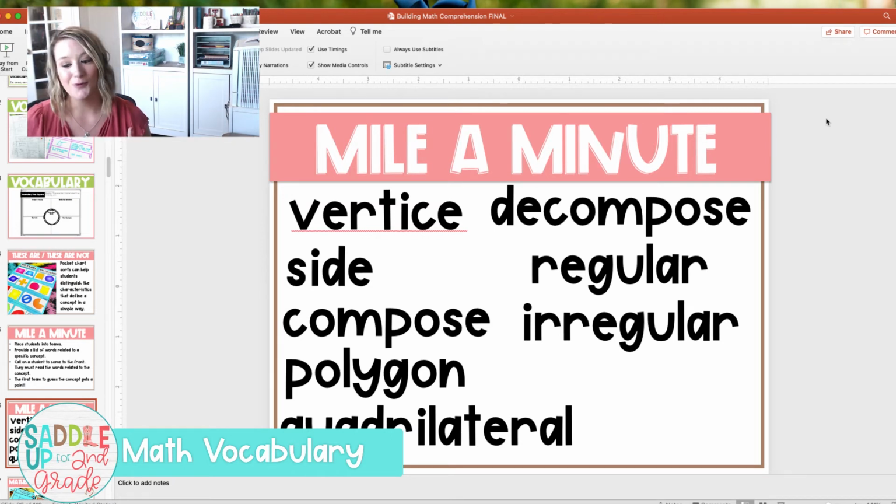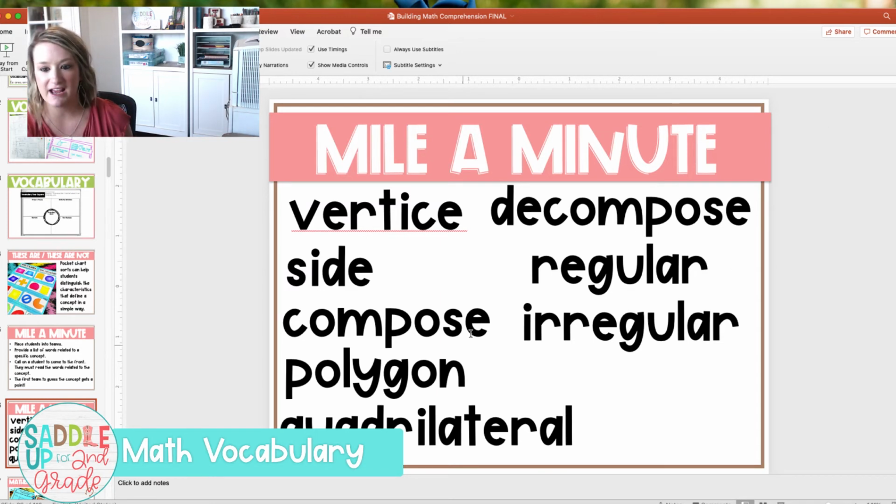Vertice, side, regular, compose, irregular, polygon, decompose, quadrilateral. As kids are reading this out loud, the teams that are sitting down are trying to guess. They're trying to be the team that guesses the concept first. Obviously this would be 2D shapes with geometry. The first team to guess that would get a point, and then you can switch to something else.